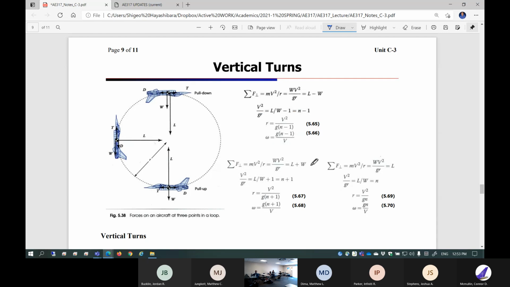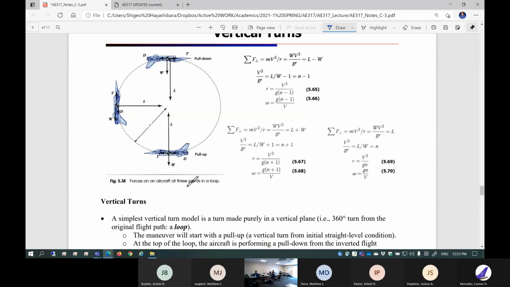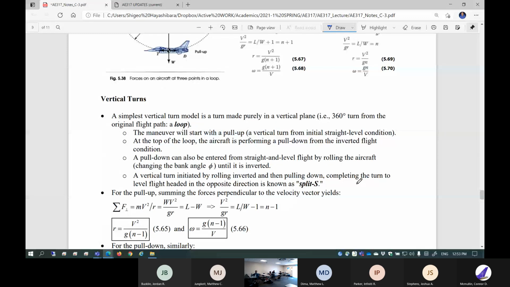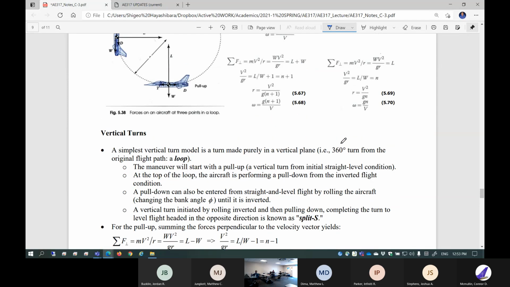So obviously you have to deal with the gravity. This loop is going to be performed against gravity. Okay. So this is the model of vertical turn. This is the simple vertical turn model. Okay. This is purely in the vertical plane, a 360 degrees turn from the original flight path. This is just a loop.